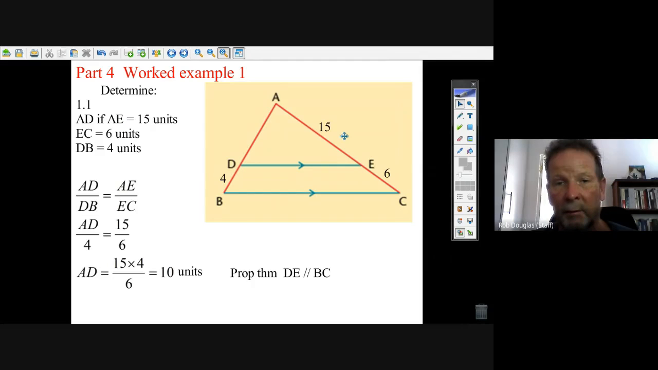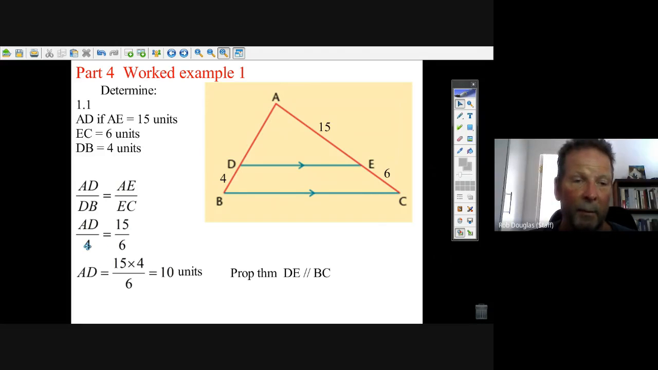So what I like to do is write 15 in between A and E. EC is 6, so I put a 6 there, and DB is 4. Well, the story is, if you've got a parallel line cut across a triangle like this, parallel to the base, it divides them proportionally. That means AD over DB has to equal AE over EC. And all I do is, instead of DB and AE and EC, I put in the numbers that they gave me. AD over 4 equals 15 over 6.